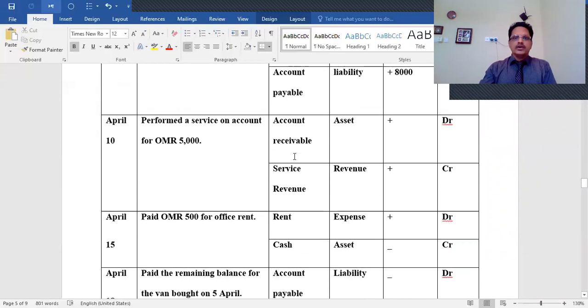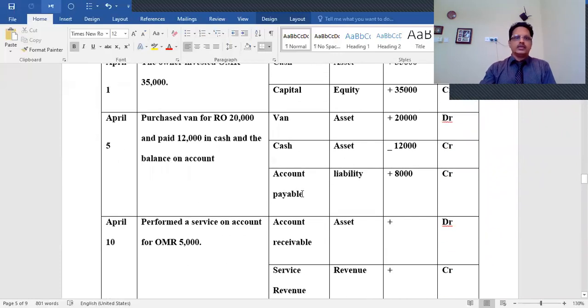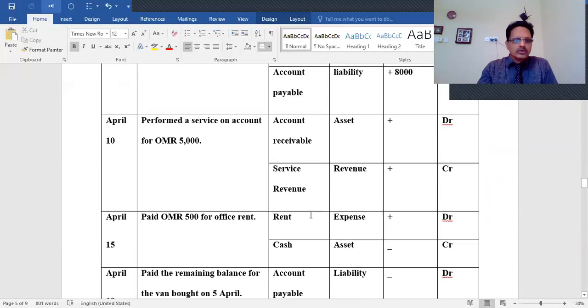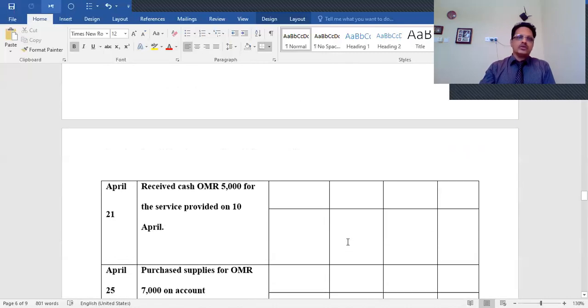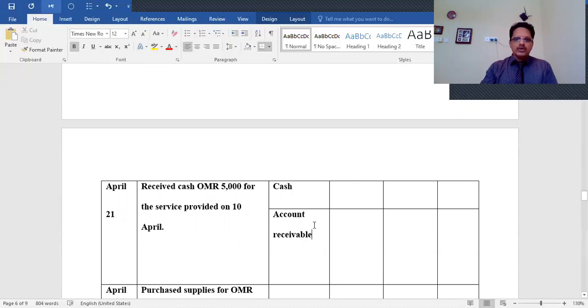Now on 10th April there is service revenue and account receivable. So now that account receivable should decrease. So, received cash. One account is cash and one account is account receivable. Now you have to understand, cash you know already is an asset, and account receivable, or sundry debtor, is also your asset. Now what happens?